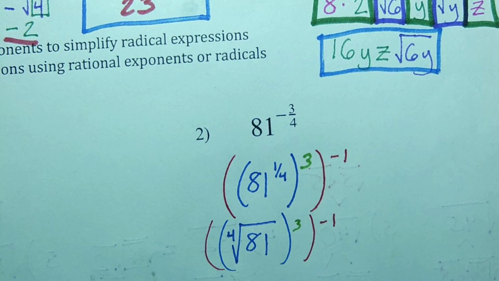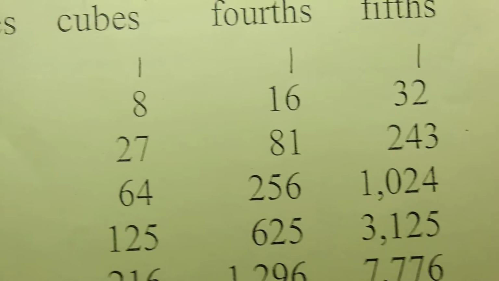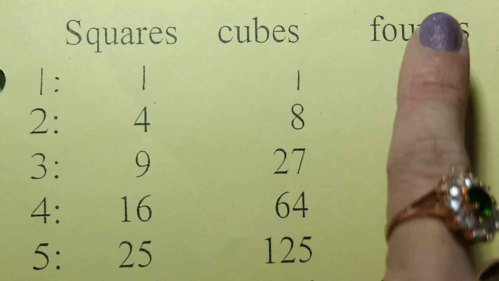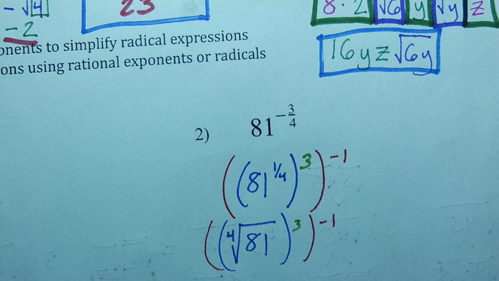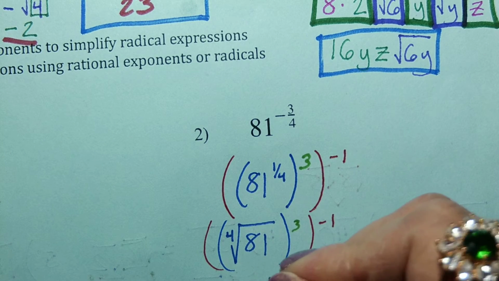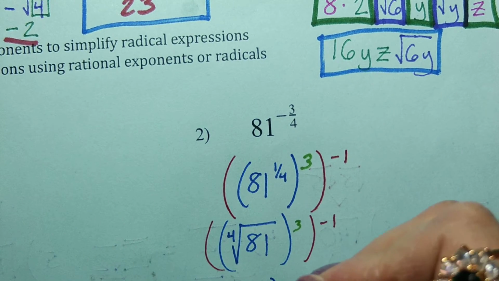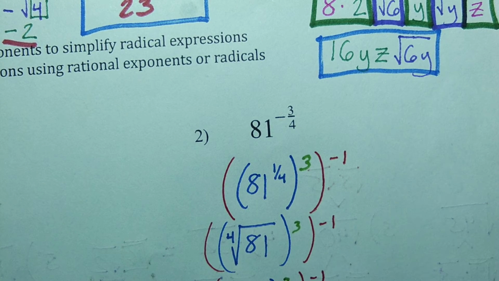To the -1. Looking on our list of perfect fourths, what is the 4th root of 81? There's 81. The 4th root would be 3, because 3 times 3 is 9, times another 3 is 27, times another 3 is 81. So the 4th root of 81 gives me 3. What is 3 to the 3rd? 3 times 3 is 9 times 3 is 27.